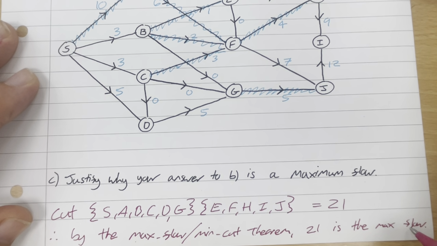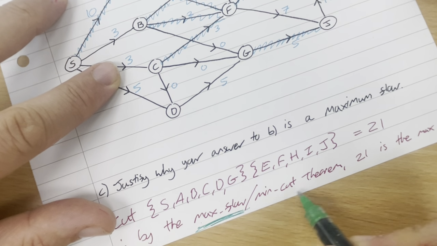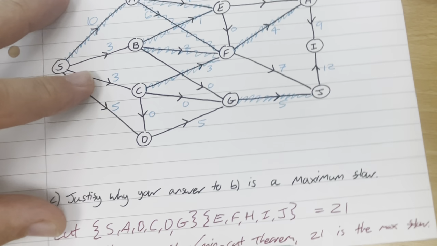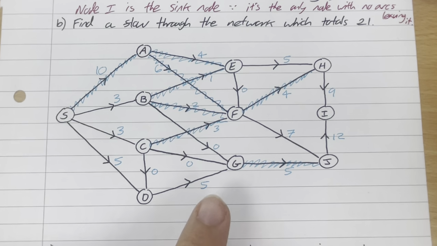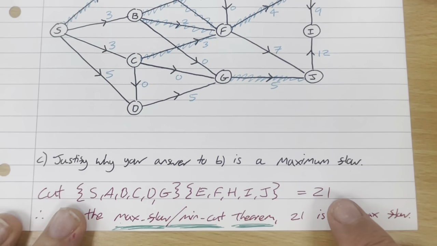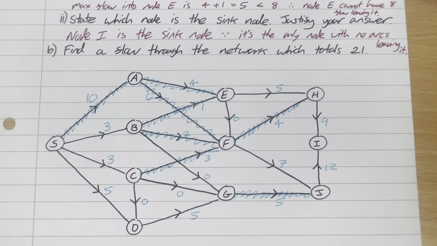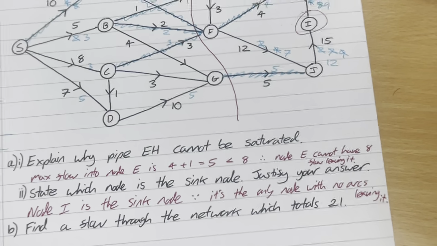Again, notice in my answer to this question, I have used the phrase by the max flow min cut theorem. Okay, that's what the exam board will be looking for to get this mark. Okay, by the max flow min cut theorem, 21 is the max flow, and we can say this because we found a cut that's 21, and we found a flow that's 21. So therefore, there isn't a cut smaller than 21, and there isn't a flow bigger than 21 by the max flow min cut theorem.